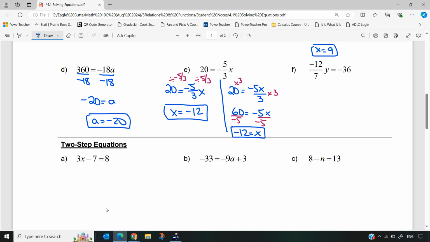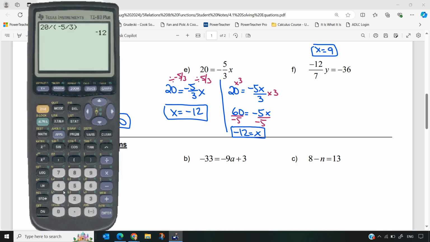Taking a look at f, we have a similar scenario. I have negative 12 over 7 times y equals negative 36. So one option would be to divide negative 36 by negative 12 over 7. Again, if I'm doing that on my calculator, I need to remember brackets. So I would have negative 36 divided by, in brackets, negative 12 divided by 7, and that would give me 21.